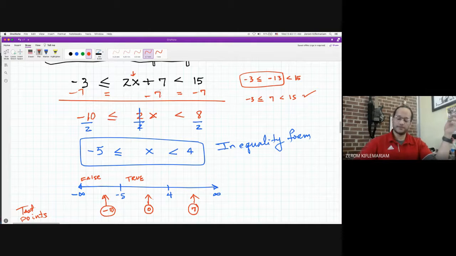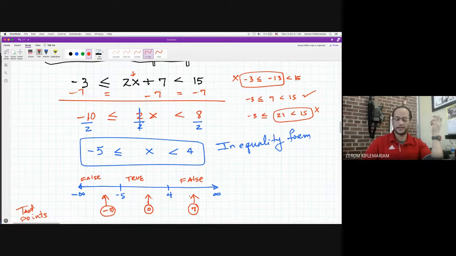What about 7? 2 times 7 is going to be 14. 14 plus 7 becomes 21. So we have negative 3 less than or equal to 21 less than 15. On the left side, negative 3 is less than 21. That is true. But 21 is less than 15. That is false. So because of that, this side is false.